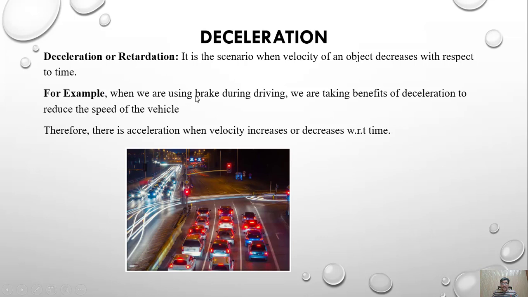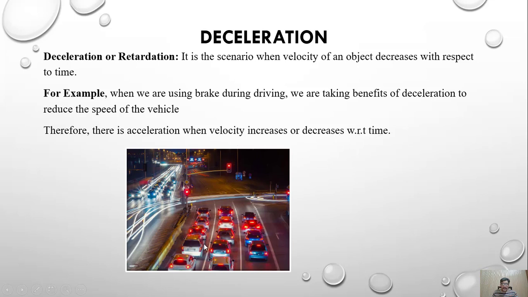When we use the brake during driving, what happens? We reduce the speed, we decrease the speed. We are taking the benefit of deceleration to reduce the speed of the vehicle. So deceleration is useful when we apply the brake while driving, because we have to stop the vehicle, we have to reduce its speed. Therefore, there is acceleration when velocity increases or decreases with respect to time.